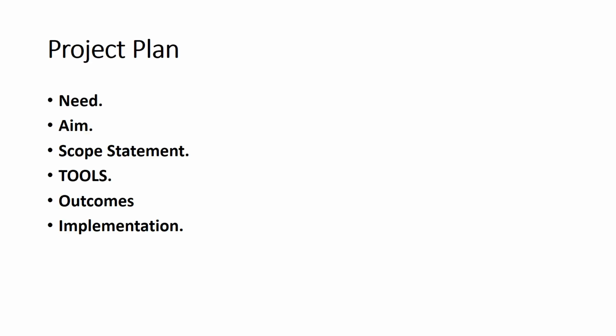Coming to the project plan, I have divided it into 6 parts: need, aim, scope statement, tools, outcomes, and implementation. Need is the MSPB dataset and overall analysis of the dataset, to know what the dataset is all about. Aim is calculating MSPB. Scope statement: this project underlines the importance of MSPB across all the 3 important attributes.